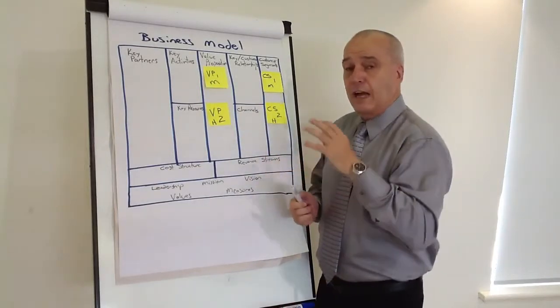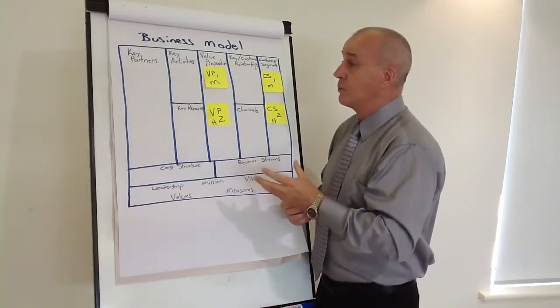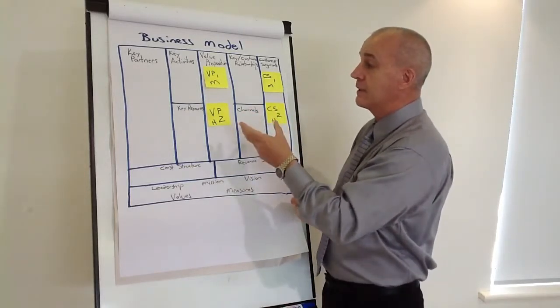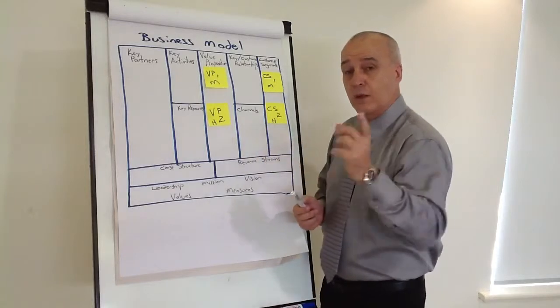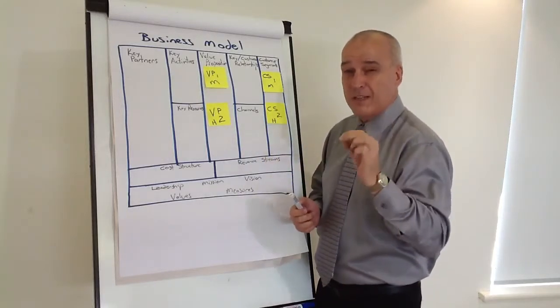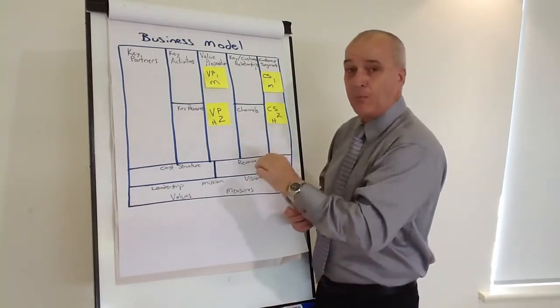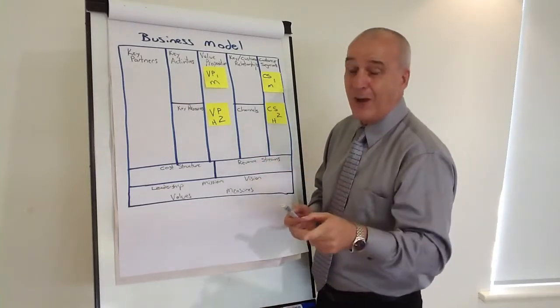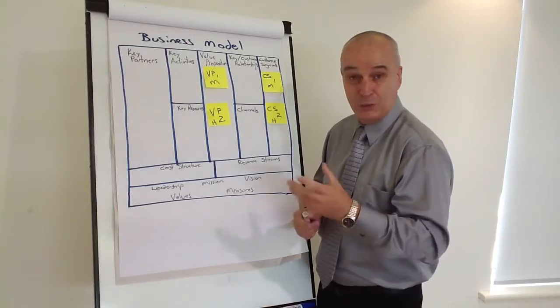We also need to consider other things going on within the business, such as who our key partners are, what our key activities are, and what our key resources are. One of the key resources we must always focus on is the people within your business. These are your biggest assets, and if they're mishandled, they can be your biggest liabilities as well.